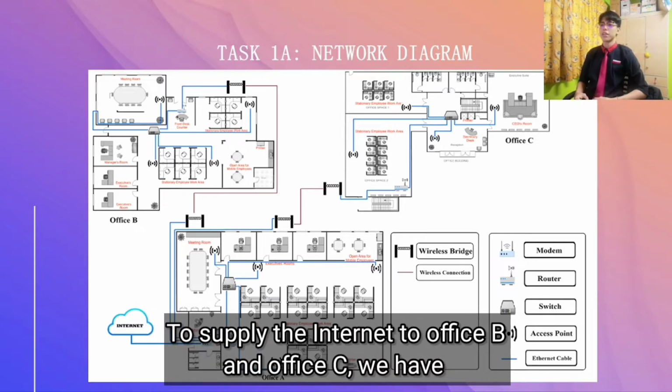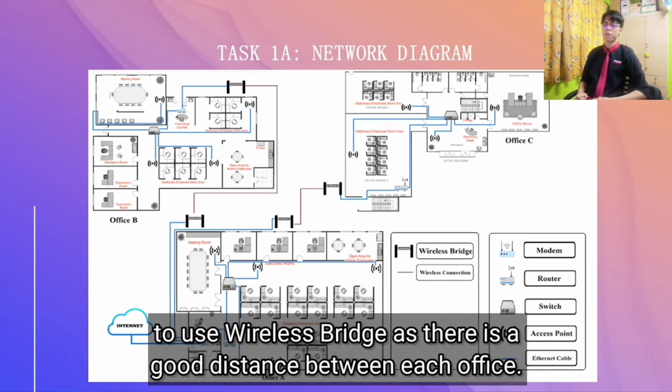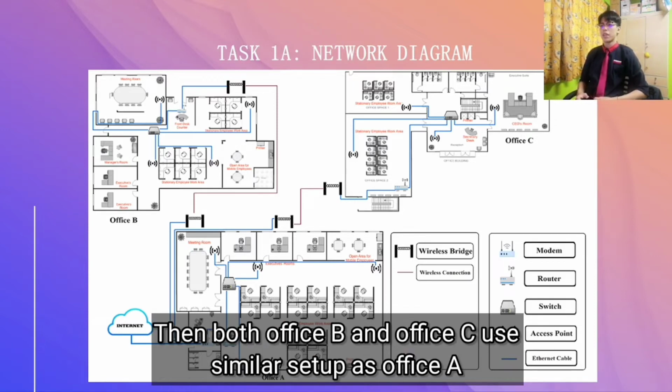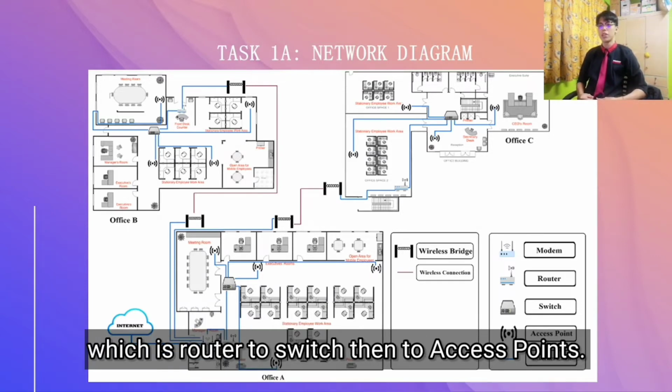To supply internet to Office B and Office C, we have to use a wireless bridge as there's a good distance between each office. Then, both Office B and Office C use a similar setup as Office A, which is router to switch, then to access points.